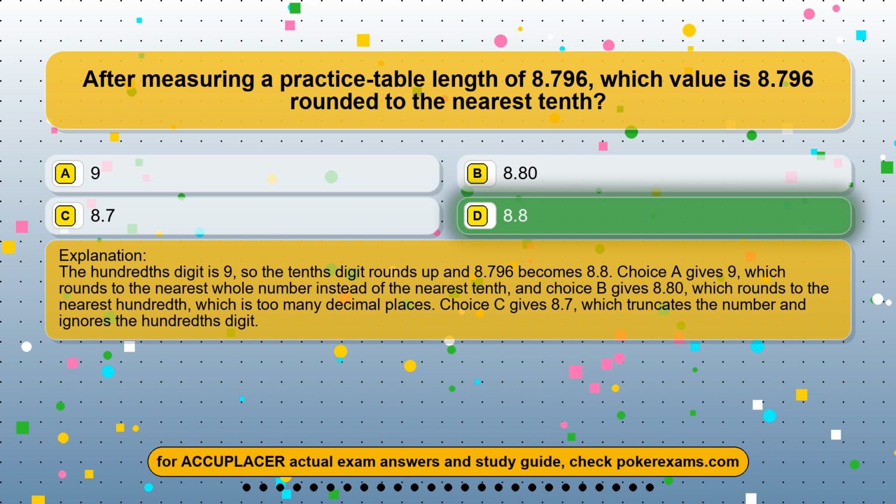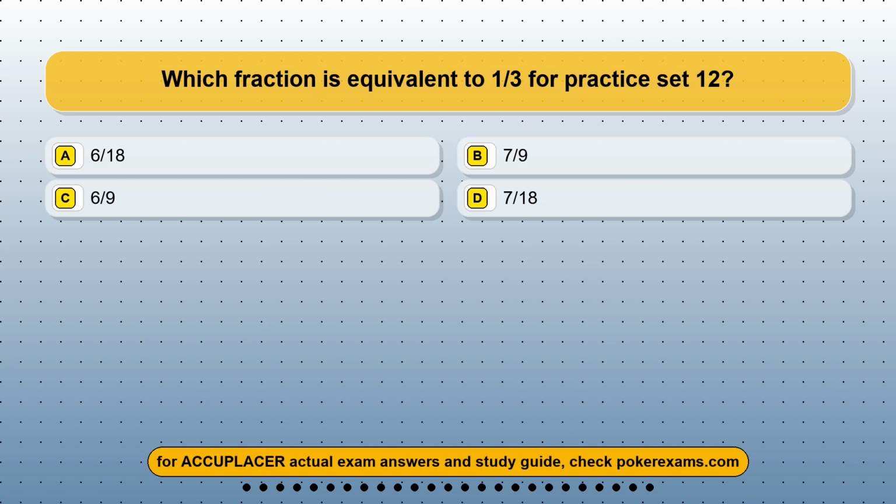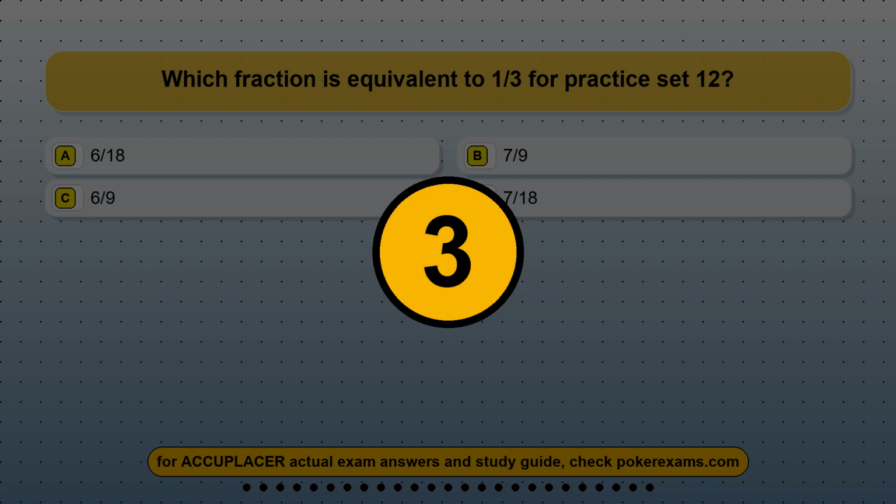Choice A gives 9, which rounds to the nearest whole number instead of the nearest tenth, and choice B gives 8.80, which rounds to the nearest hundredth, which is too many decimal places. Choice C gives 8.7, which truncates the number and ignores the hundredths digit. Question 7. Which fraction is equivalent to 1/3 for practice set 12? Option A 6/18, Option B 7/9, Option C 6/9, Option D 7/18.